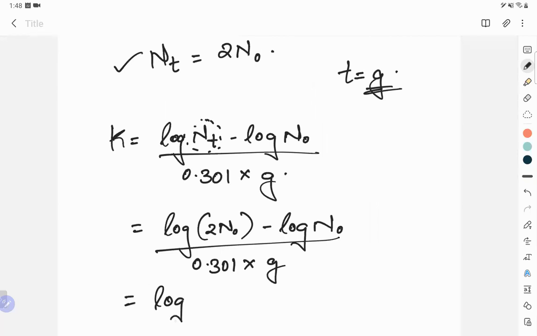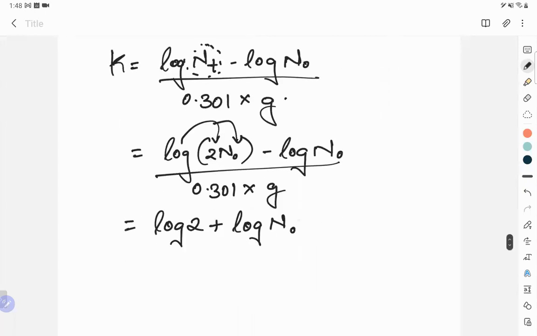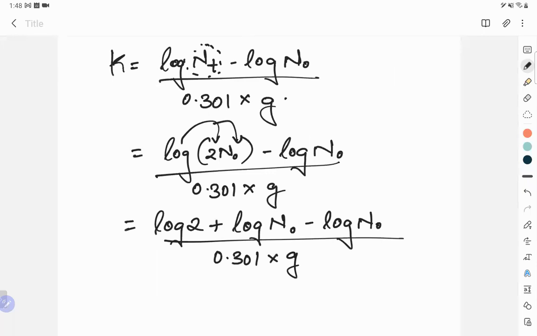So that's going to be log 2 plus log N0, because if you extend log to both of these components, the sign becomes plus. You know this, you have studied logarithm, right? So log 2 plus log N0 minus log of N0 on 0.301 into G. Correct?